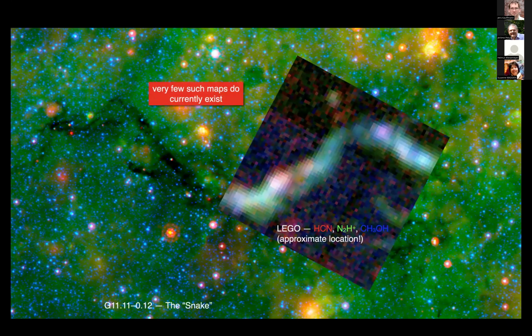LEGO is mapping molecular clouds in the Milky Way, like this one here, G11, the snake, in large sets of molecular emission lines to take maps like these. A map like this has taken several 10 hours to observe on the IRAM 30-meter telescope. And because it's so time intensive, that's the reason why we have very few such maps at the moment. And well, that's the point of LEGO.